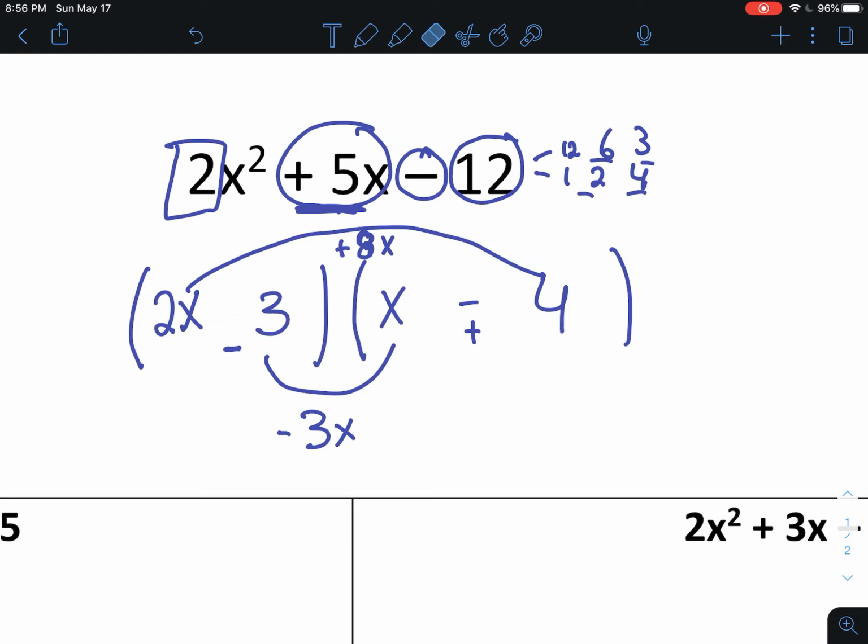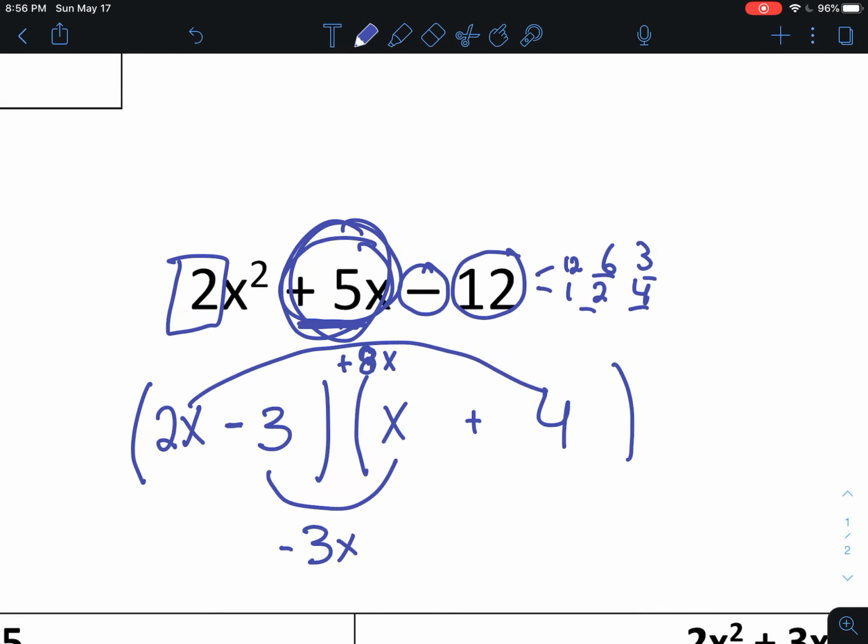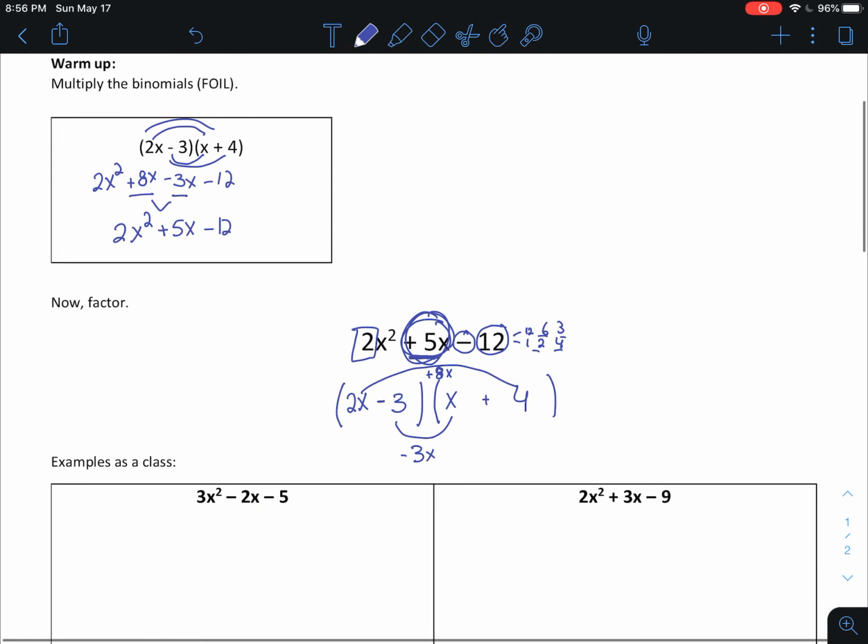So it looks like we have a negative here, so it's going to be 2x minus 3. And then it looks like we need a positive 8x, so then we're going to have x plus 4 on the other side. And then that would give us that positive 5x in the middle. Does that match what we FOILed earlier? So 2x minus 3, which is good, and then x plus 4, which is good.